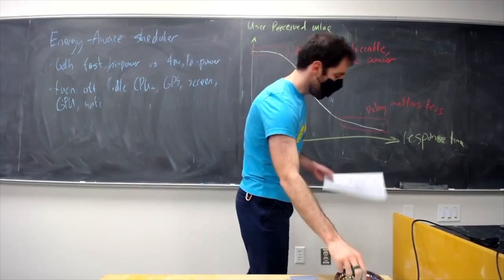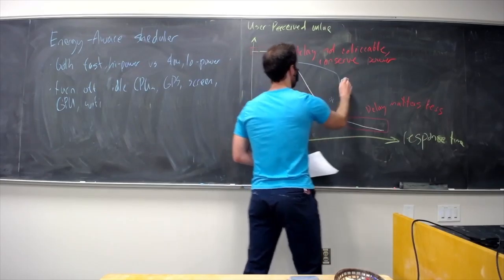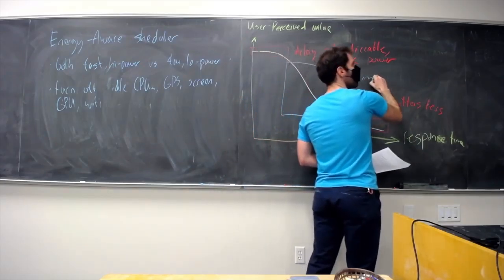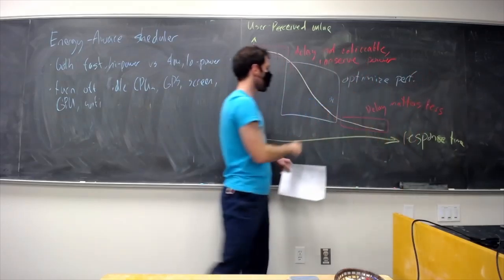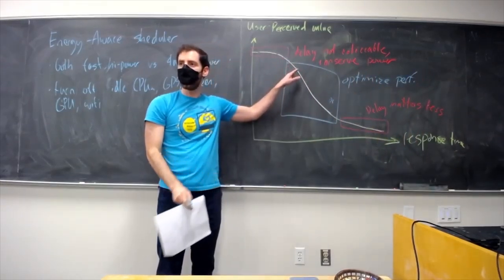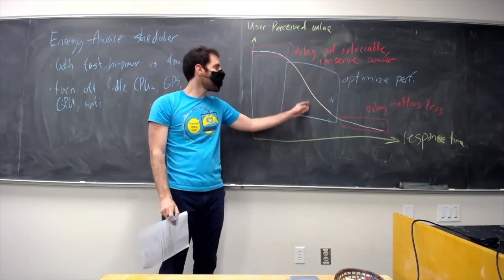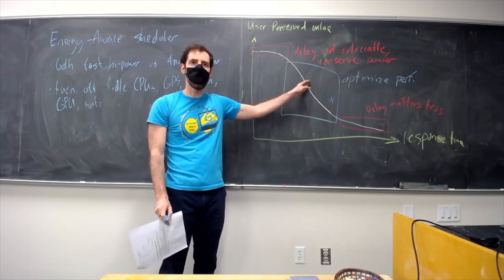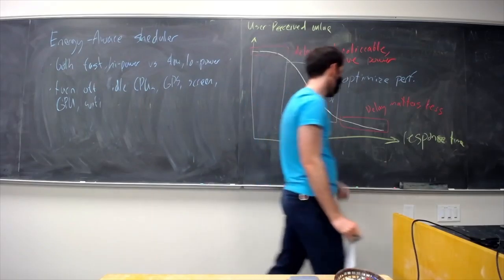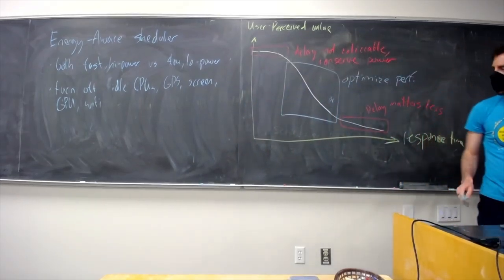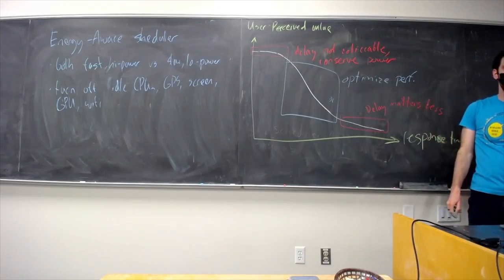And we might want to optimize performance when we're in this region, where decreasing our response time, even a small amount, might give us a lot of bang for our buck in terms of the value of whatever we're computing. Questions on this? Does this schema make sense?